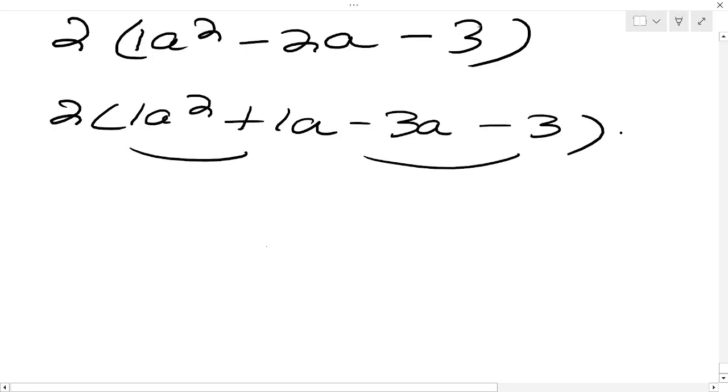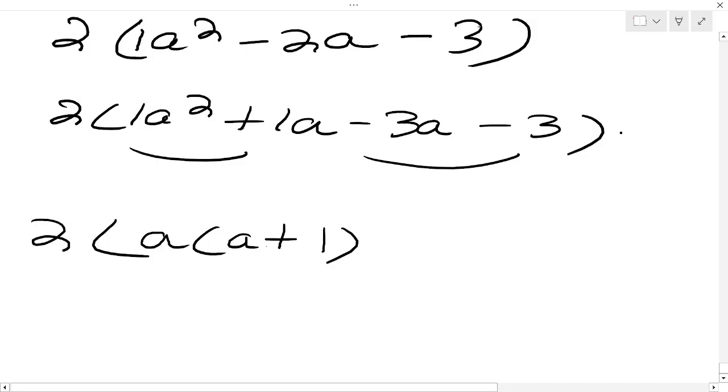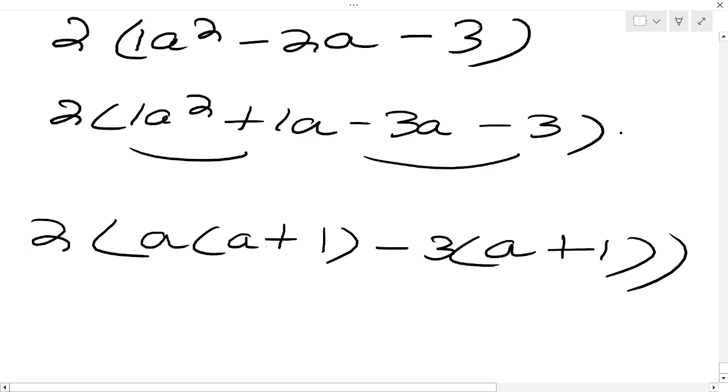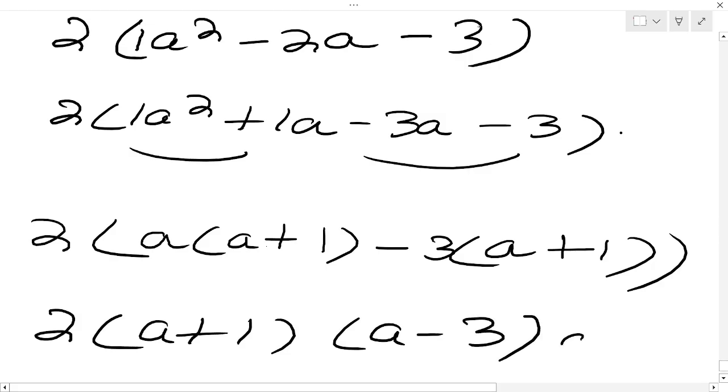We have these 4 terms. We're gonna take the common between them. So that is a bracket a plus anything divided by, so that's 1. And then subtract it from, we have 3a minus 3, so I'll just take 3, and a minus minus is plus, and 3 divided by 3 is 1. Okay, so then I'll just do 2 times a plus 1 and then a minus 3. So this is our final answer.